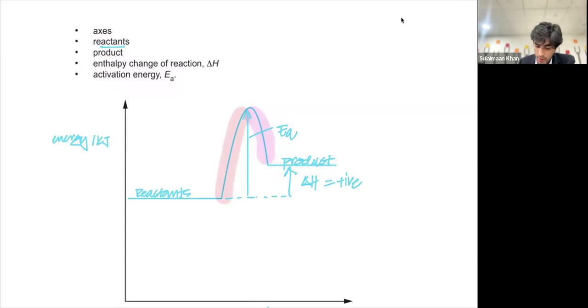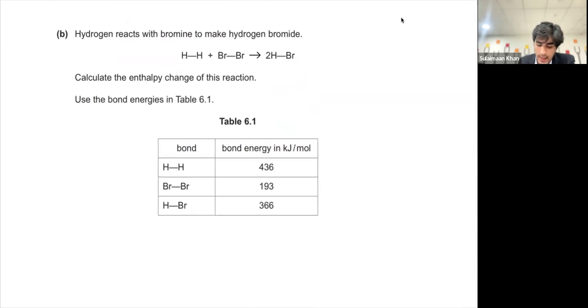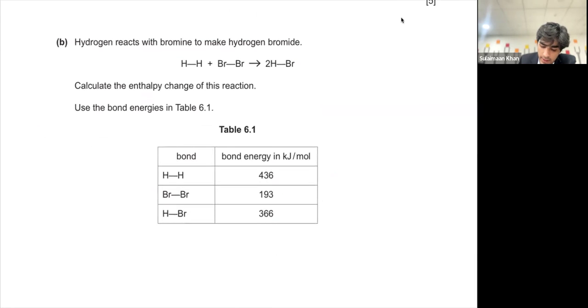Done. Moving forward. Hydrogen reacts with bromine to make hydrogen bromide. Calculate the enthalpy change of this reaction. How do you calculate enthalpy change? In order for reactants to react together, all the bonds must be broken first, and then bonds must form. So first the hydrogen bond needs to be broken, and you have 1 mole of this, and you need to break the bromine molecule bond. So you need to break this bond and this bond.